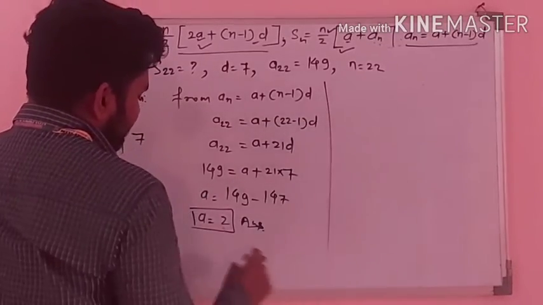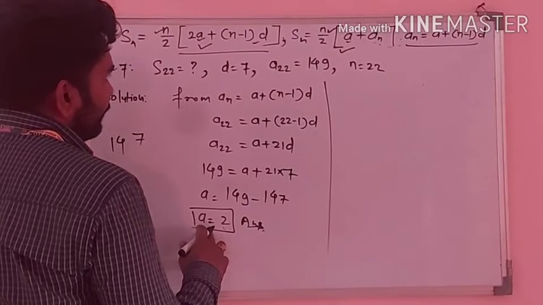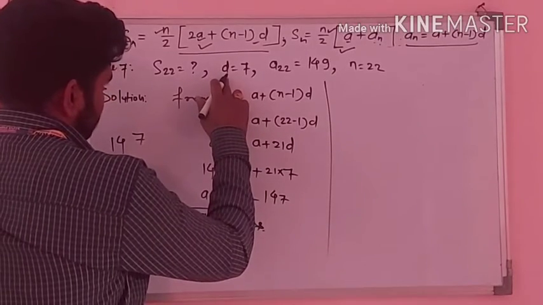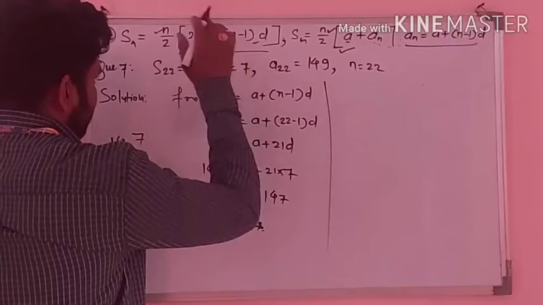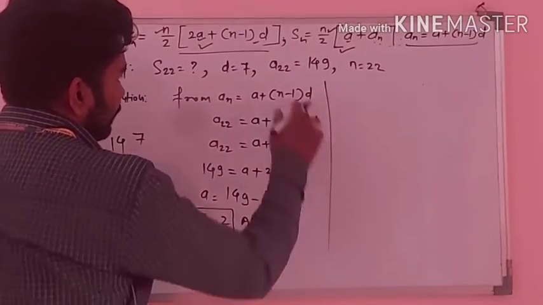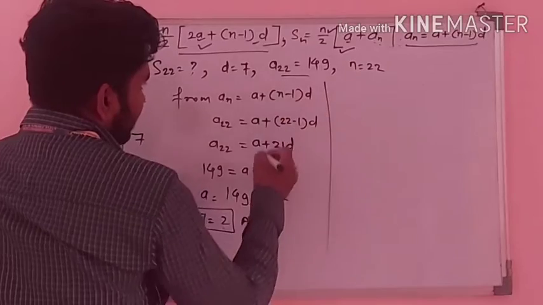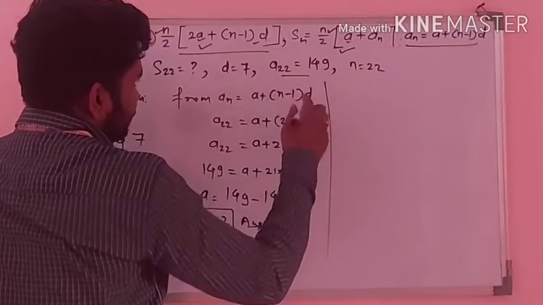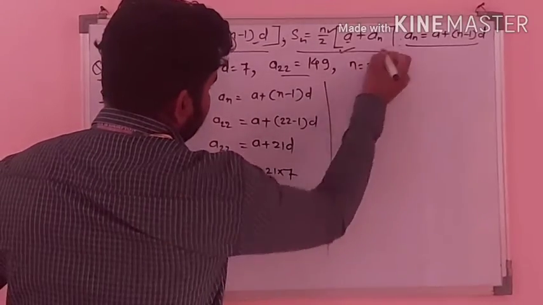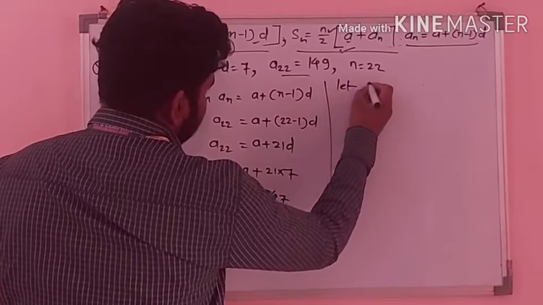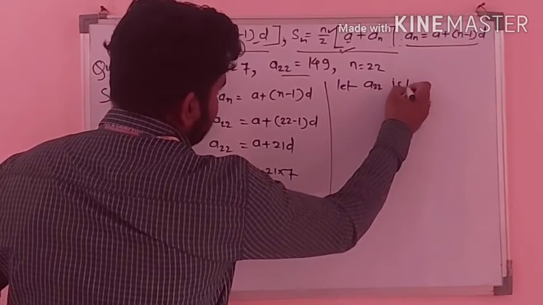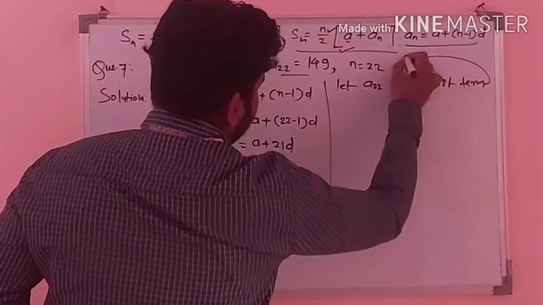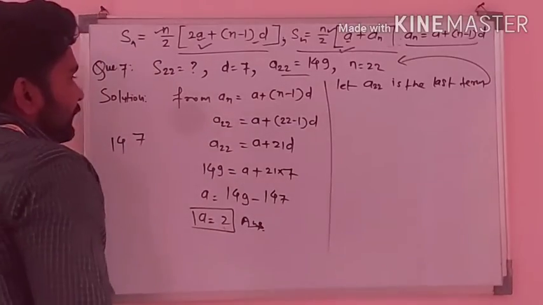Second, the value of A is known, the value of D is known, N is known. Put the value here. Let A22 be the last term, so An is equal to A22, so L is equal to this one. So put the value on this number. You will write this for N22.